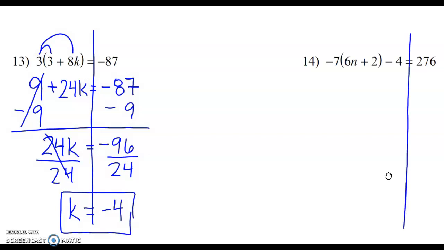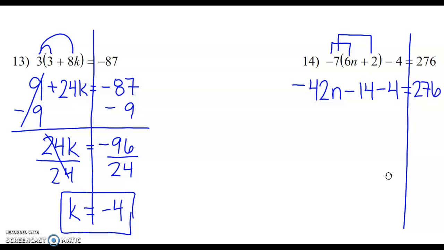Number 14, we also start by distributing. So negative 7 times 6n is negative 42n. Negative 7 times 2 is negative 14. We still have the minus 4 because it was not part of the distribution. Still equal to 276. However, that didn't get us fully simplified. We can still combine like terms of negative 14 minus 4. So we have negative 42n. Negative 14 minus 4 is really negative 18 equals 276.